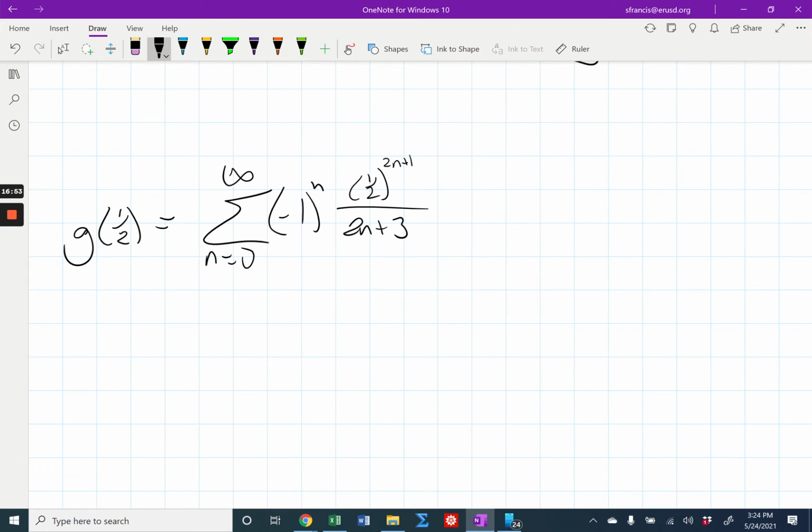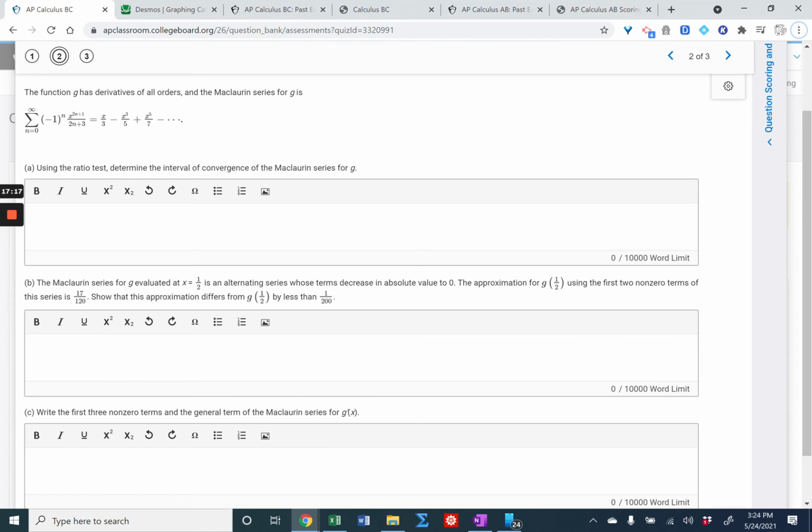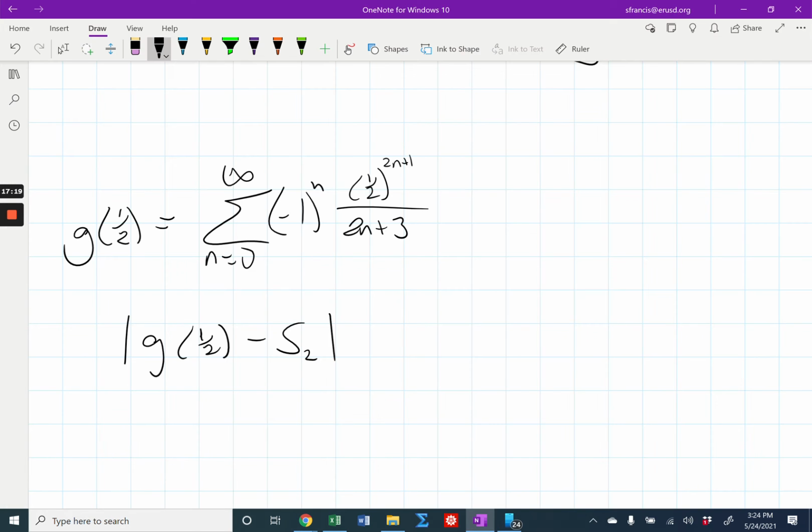So what we're trying to do is bound the error in the second partial sum. That's what they're saying, that using the first two terms, that differs from the actual value by less than 1 over 200, okay? Or, I'm sorry, I might be wording that wrong. We need to show that it differs by less than 1 over 200, okay? Well, we know that the error is less than or equal to the third term, the next term not included in the series.